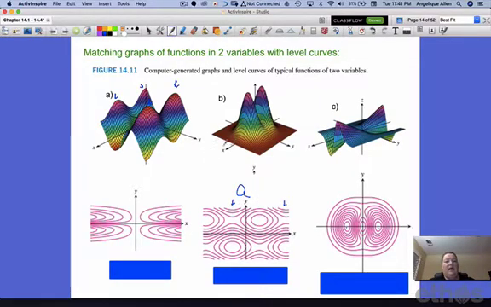All right. Then this one right here has 2 specific peaks and a low spot in the middle, so that corresponds to this one with a peak here and a peak here and a low spot here. So I'm going to say that's B. Now, by process of elimination, this has to be C, but let's make sure it feels right.